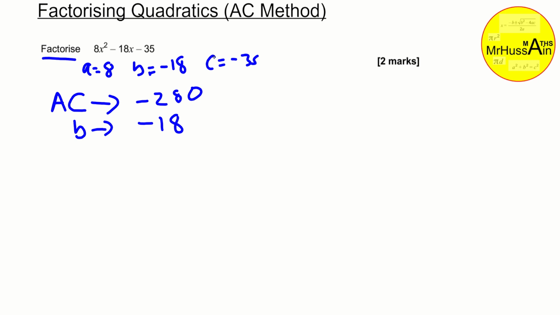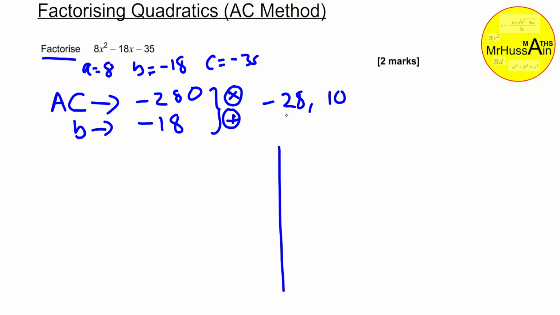You need to find two numbers. When you multiply, you get minus 280, and when you add, you get minus 18. So two numbers which multiply to give you minus 280: minus 28 times 10, or 28 times minus 10. But remember, it needs to give you negative 18, so the pair must be, let's test it. Minus 28 times 10, that's minus 280. Minus 28 add 10, that's minus 18, correct.